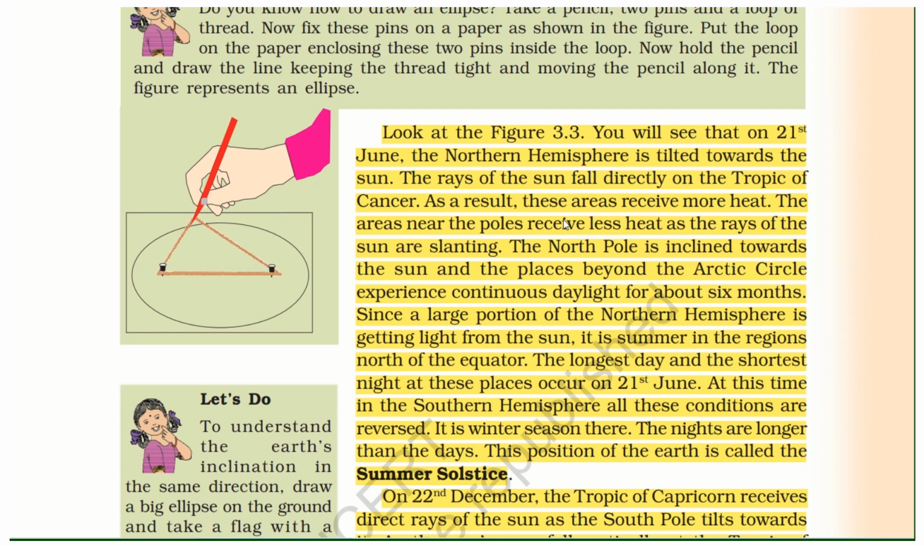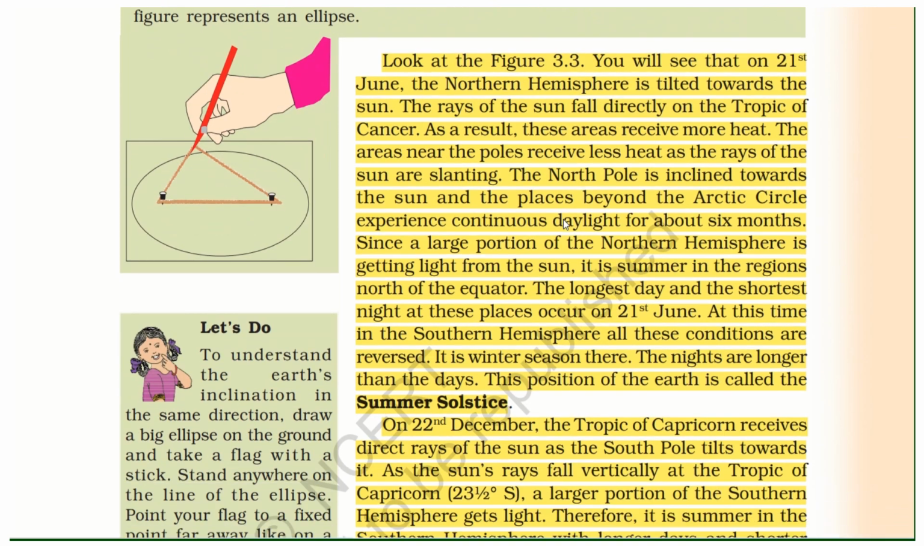At this time, in the southern hemisphere, all these conditions are reversed. It is winter season there. The nights are longer than days. This position of the Earth is called the summer solstice.